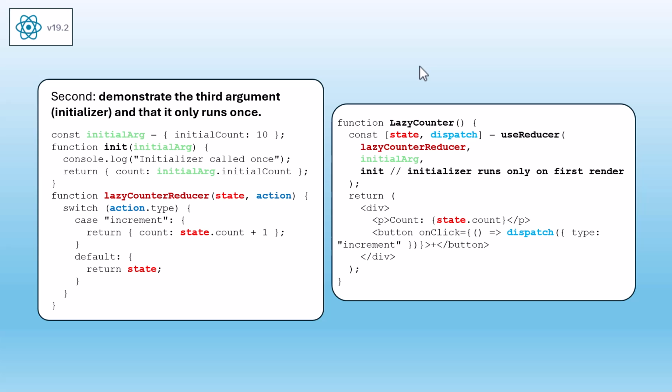It's important to note, the dispatch function has a stable identity, and state updates are asynchronous in the sense that they trigger a future render. You can't rely on immediately reading the updated state right after dispatch in the same execution context.